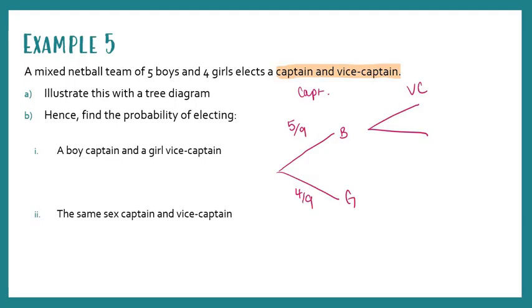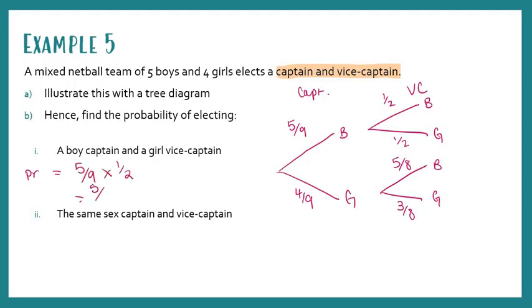Now, if a boy is selected to be a captain, that actually takes one of those 5 out and leaves us with 4 boys and 8 people total to be selected. And so along those second lots of branches, it's going to be 1/2, okay? Same with if we pick a girl instead, well, that leaves us with 3 girls out of the 8, okay? And so getting a boy captain and a girl vice captain is going to be 5 in 9, being that first branch, times a half, so a 5 in 18 chance.